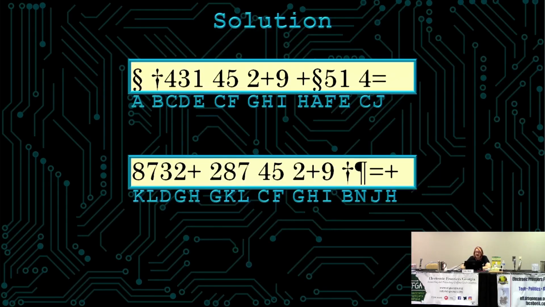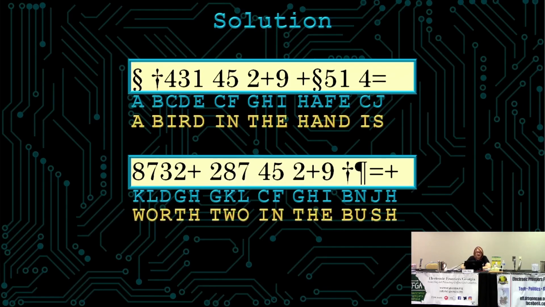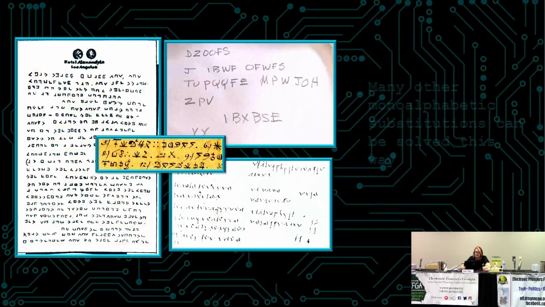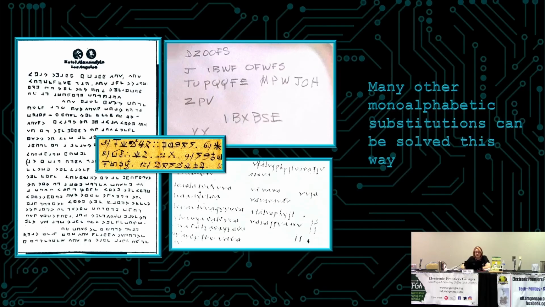And so if we come back to what we were talking about and you run it through these sites, and again with guesswork and back and forth because it is very short, and then you'll eventually get the answer, which is: a bird in the hand is worth two in the bush. Simple, plain text phrase. And many other monoalphabetic ciphers have been solved in this way.